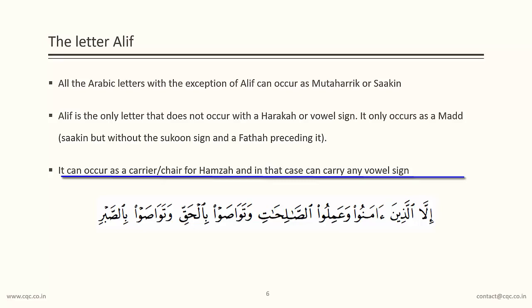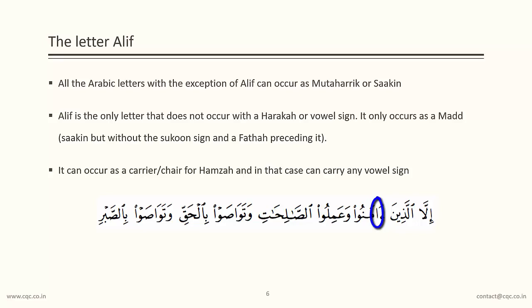Let's study the example given below. So here you see the first alif is a carrier for the hamza, and the hamza is having a vowel kasrah below it. But if you see here in the word amanu, the alif is not carrying any sign on top of it, not even the sukoon sign, and it is being preceded by a fatha on top of the hamza.